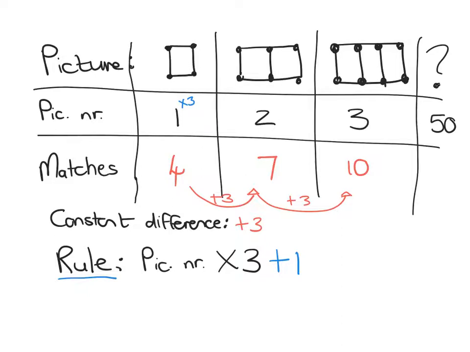Let's see. If I take 2 and I times it by 3, that gives me 6. And if I plus 1, then that will give me 7. So the rule I can say is take your picture number, if it's picture 1 or 2 or 3, times it by 3 and plus 1. And what will you get? You'll get your amount of matches.